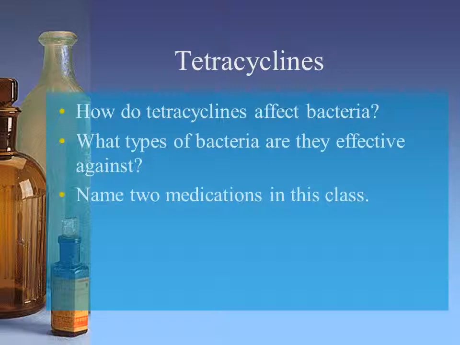Our next group is that of the tetracyclines. The tetracyclines are a broad spectrum antibiotic, and they bind to the ribosomes similarly to the aminoglycosides. By binding to the ribosomes in the bacteria, they inhibit protein synthesis. Now, the nice thing is they're not just gram-negative like the aminoglycosides. They will affect both gram-positive and gram-negative bacteria. So they're a little bit more broad spectrum than the aminoglycosides.